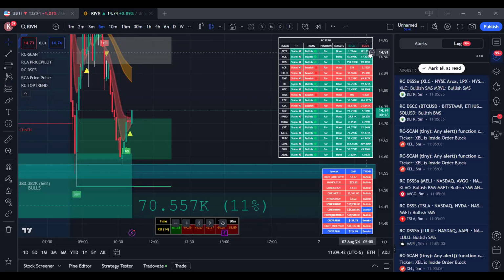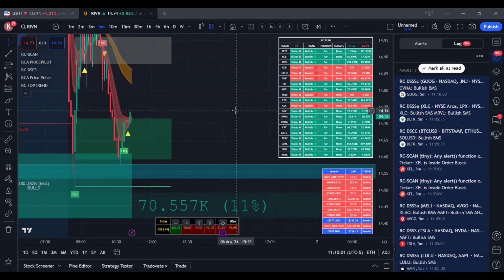For example, PLTR shows 1.2 million buyers, 181,000 sellers. That's why it is moving so big. Same thing RCL. TMF showed bearish, so even though there was a buy order block, we did not take it because it was showing bearish. RIVN is showing 294,000 buyers, 89,000 sellers. So there is a high possibility for RIVN to make nice profits.